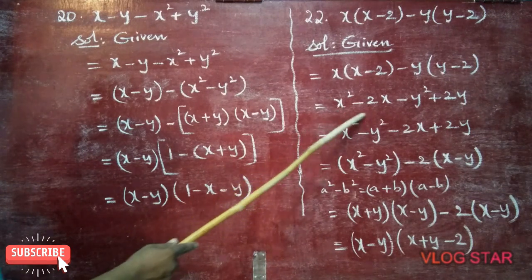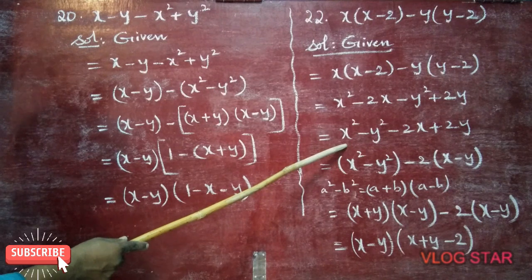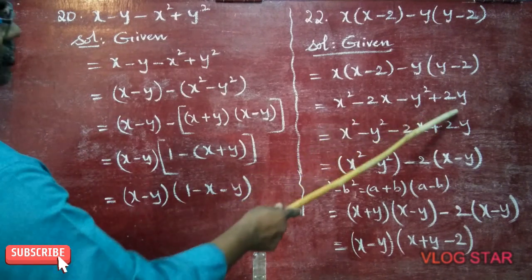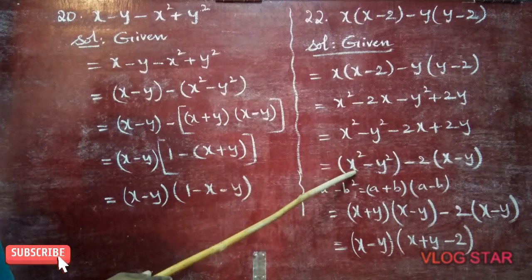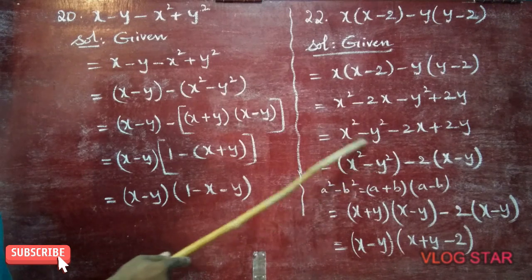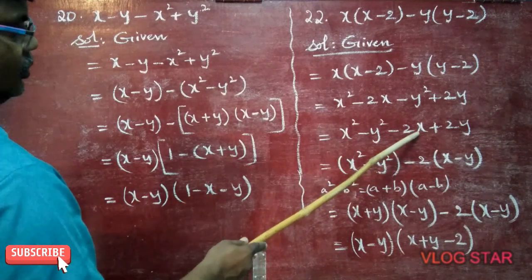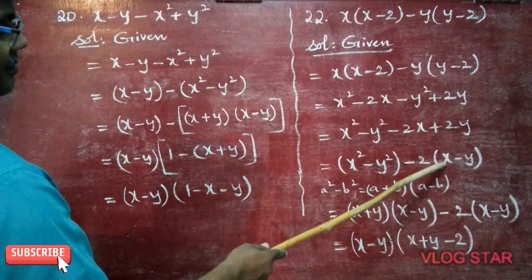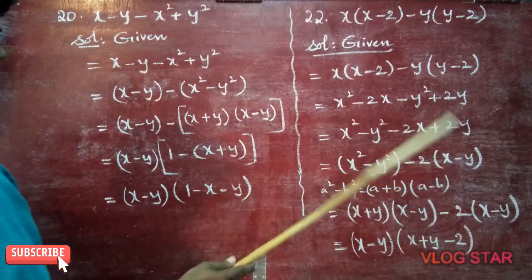Now combine x² − y² side by side. What are the remaining next two terms? Minus 2x plus 2y, you combine. From the first two terms keep a bracket because we have the formula. x² − y² you keep in the first bracket. Minus 2 you take common. Minus 2 you are taking common. Quite opposite: minus becomes plus, plus becomes minus. So (x − y), minus 2 into (x − y).